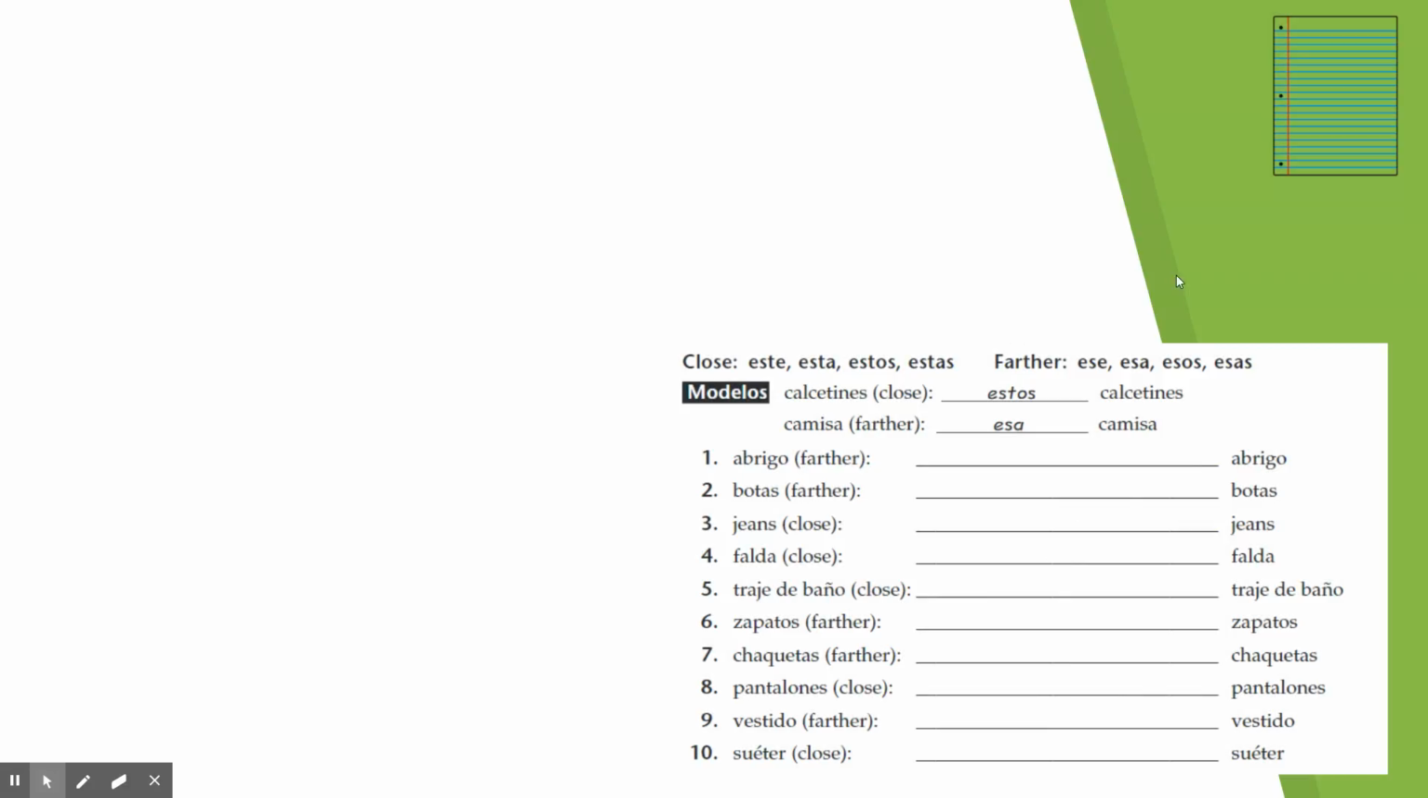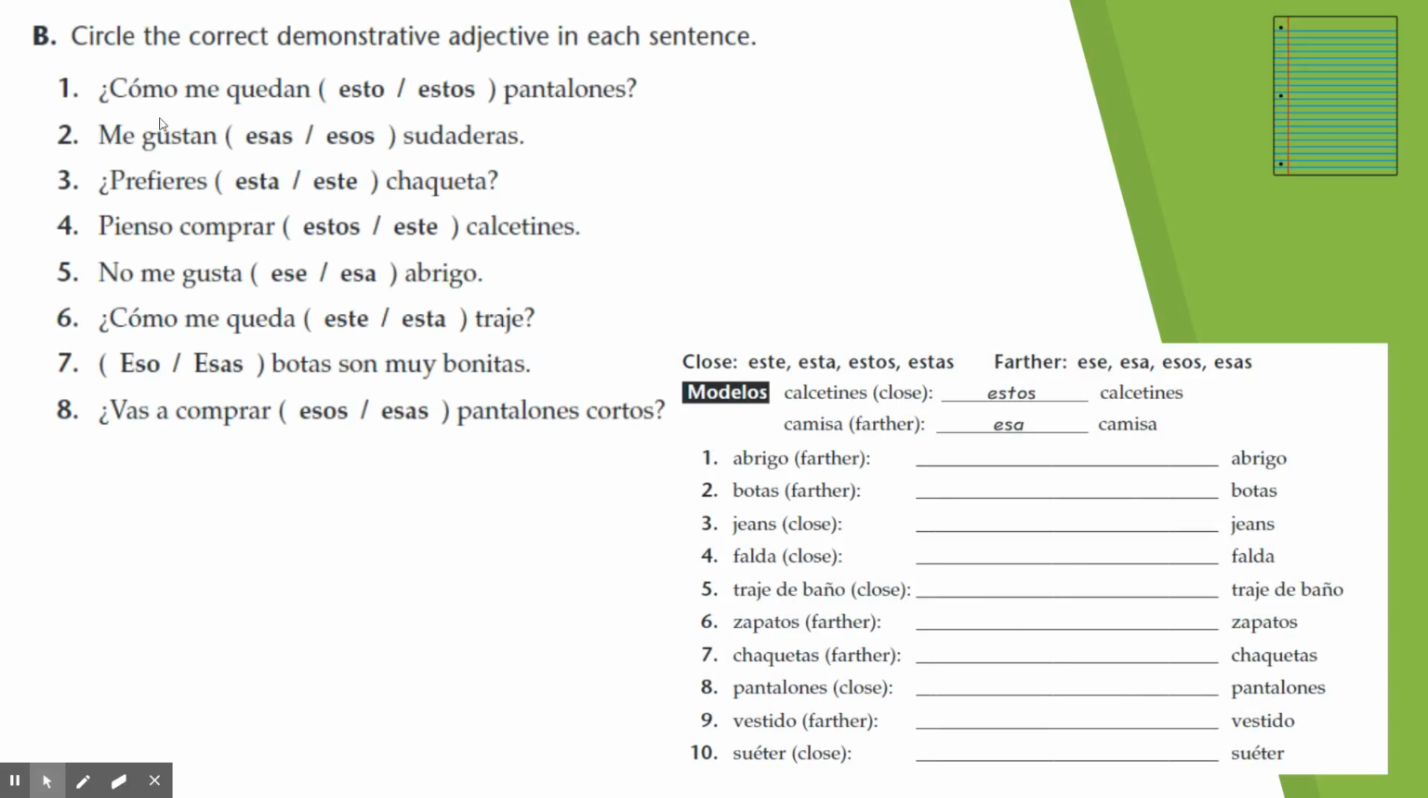Okay, let's practice a little bit more. Let's practice with this activity B first. You don't need to copy down the whole sentence, but I would like you to select the correct word. Press pause, come back when you are done with activity B. You're only writing the correct word. So for number 1, you're either writing esto or you are writing estos, based on pantalones. Go ahead, press pause, come back when you're done.